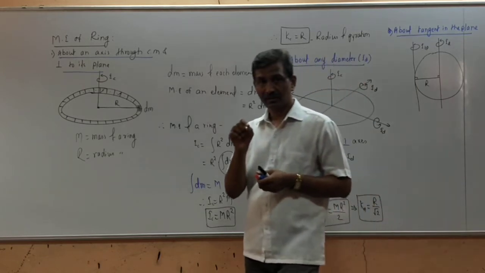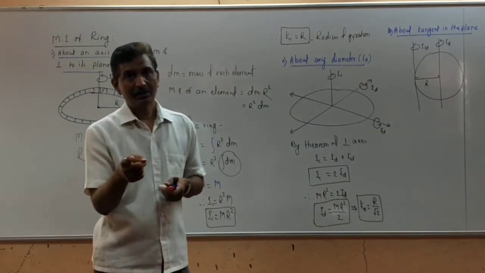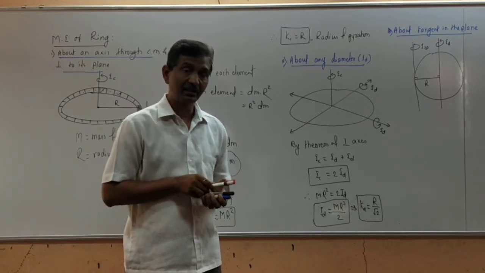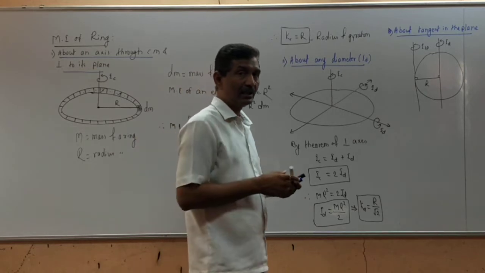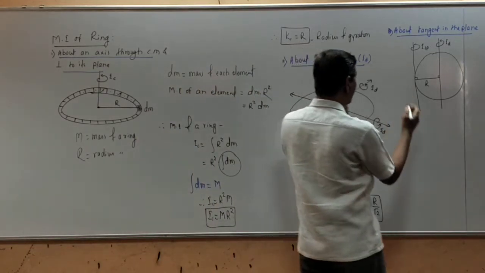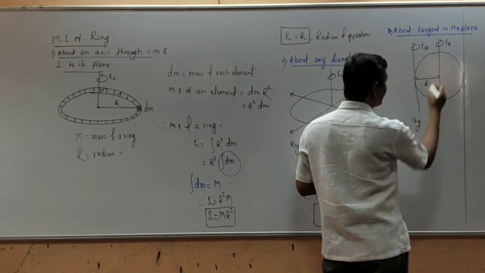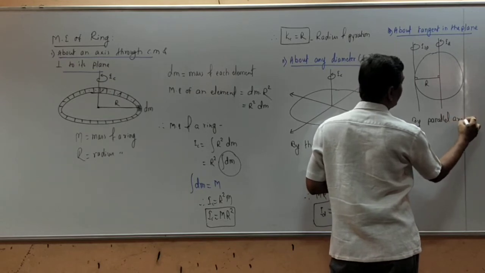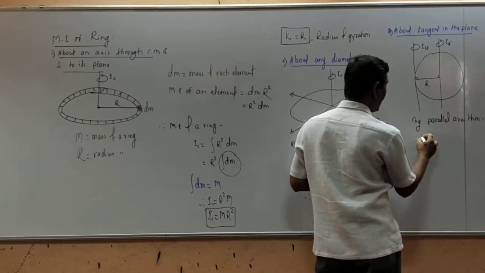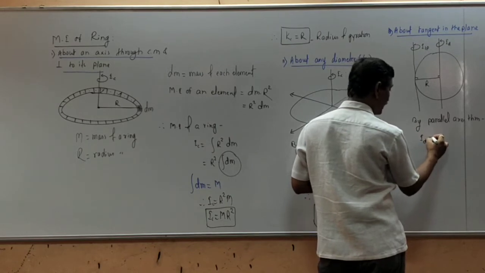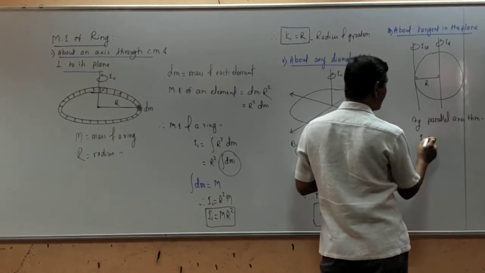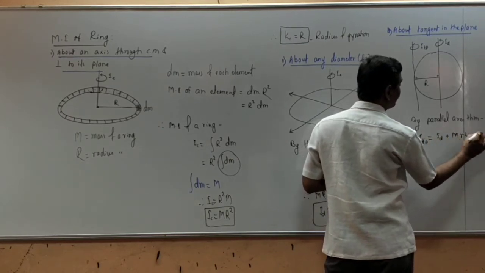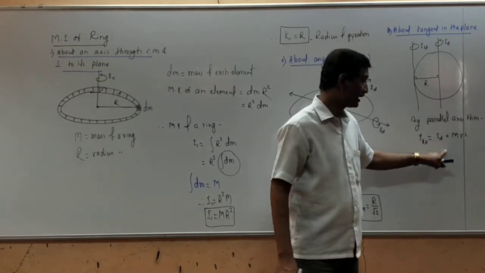The tangent in the plane is parallel to the diameter. So therefore we apply the theorem of parallel axis. What is our theorem of parallel axis? Io is equal to Ic plus MR square. Comparison gives us here Io is nothing but ITP, and instead of Ic here we use Id plus MR square. Io equal to Ic plus MR square.